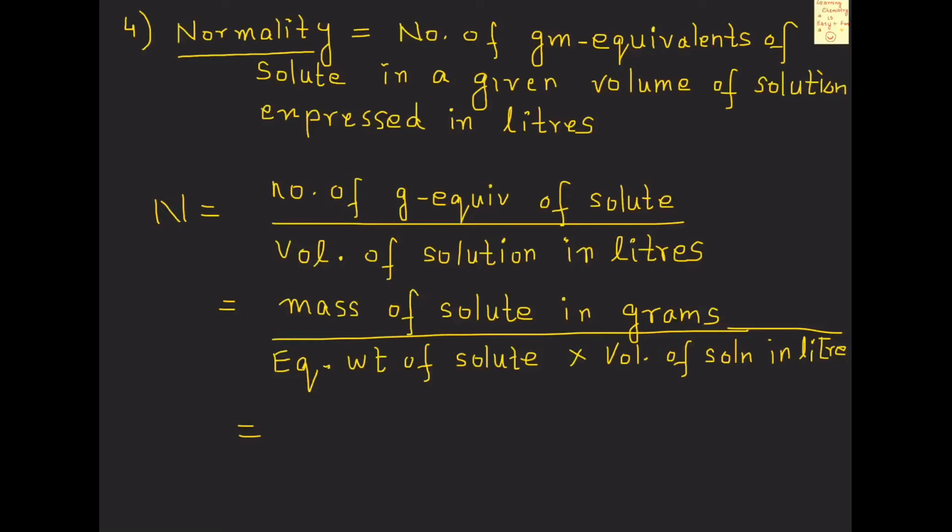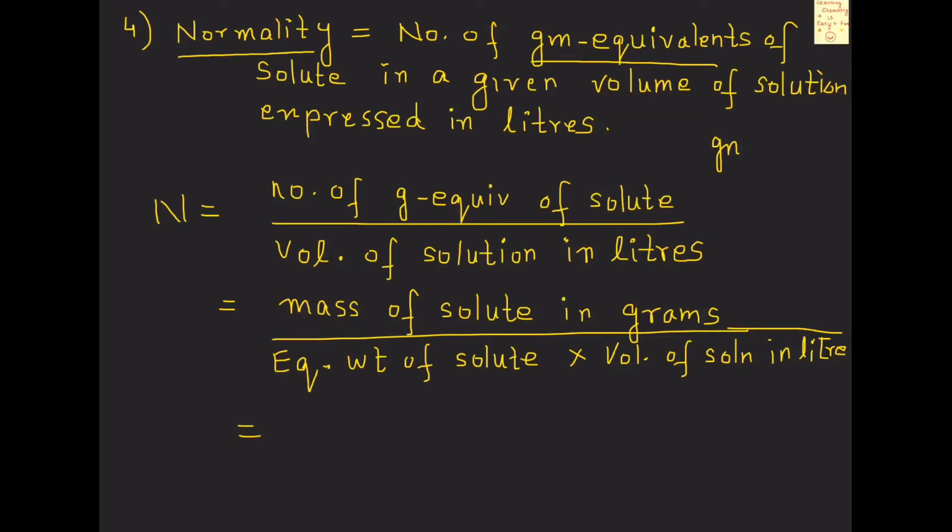Normality. Now, this is a term which is being covered in some syllabi and not covered in the others. I will just introduce it. If you are not keen to know about normality, you can skip to the next definition as well. What is normality? It is the number of gram equivalents of solute in a given volume of solution expressed in liters. So what do we mean by this? Gram equivalents. Now, what is this gram equivalence?